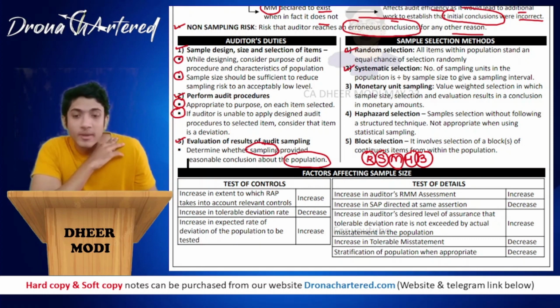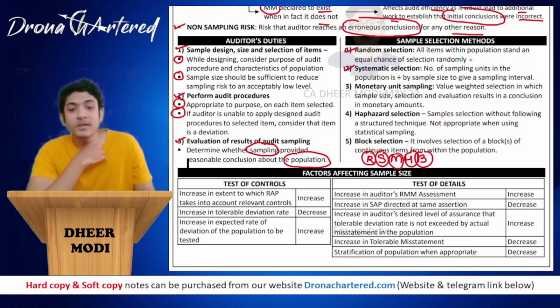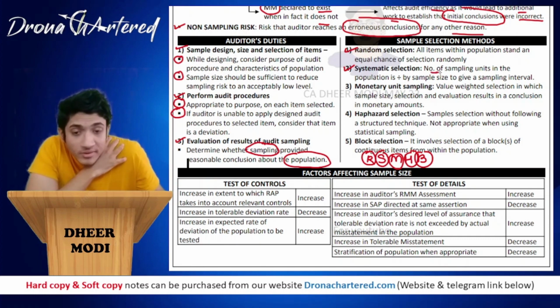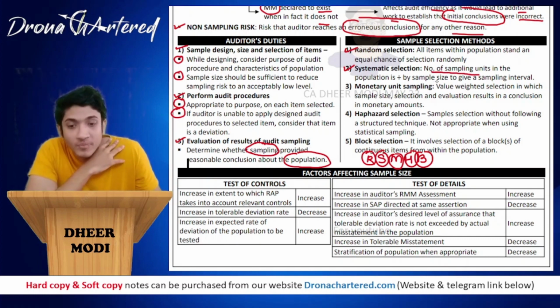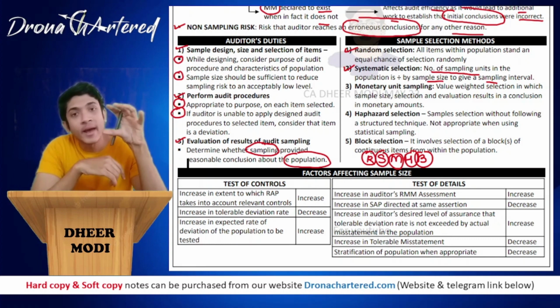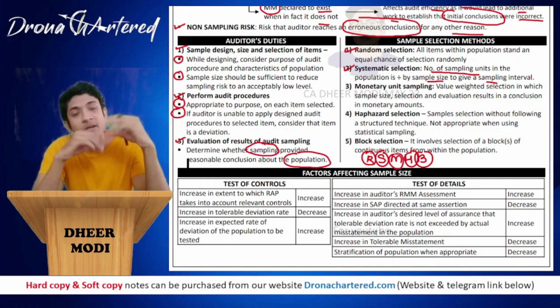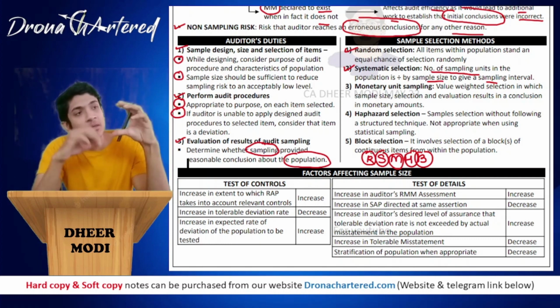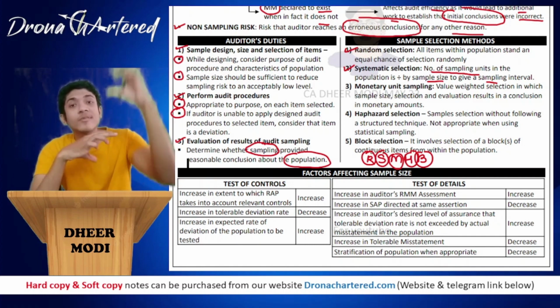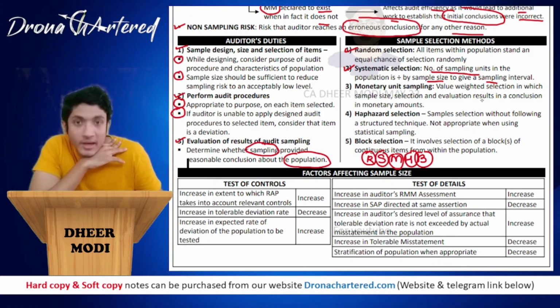Next is your systematic selection, that is, the number of sampling units in the population is divided by the sample size to give a sampling interval. The number of sampling units, that is your total population, is divided by the sample size. Suppose there are 1000 transactions in the population and your sample size will be 10. So what do you do? 1000 divided by 10 gives 100. So now there are 10 intervals of 100 each, and you can pick one from each interval. So this gives you the sampling interval.